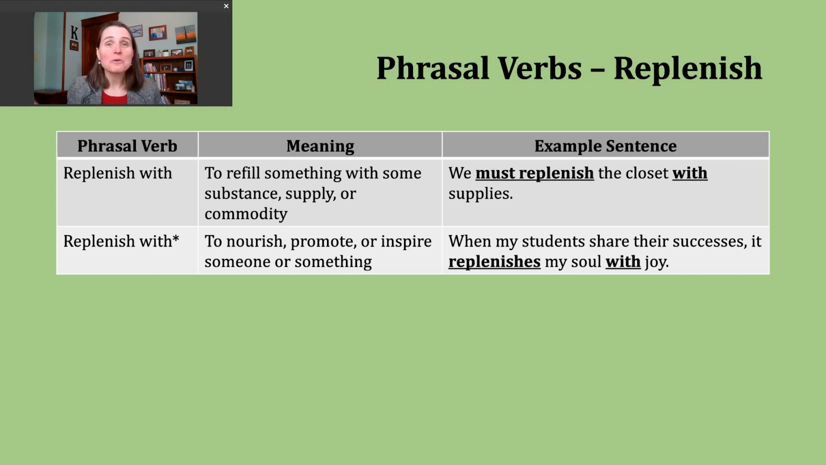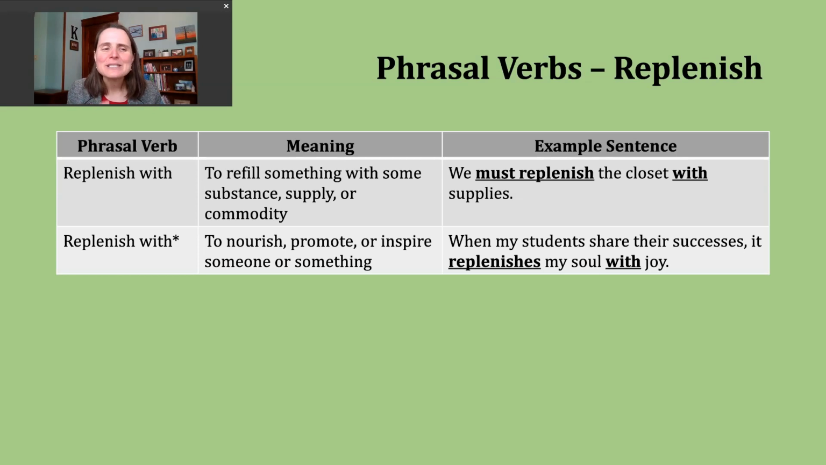Here, we don't know what kind of business or maybe it's a classroom, right? But we know that more things need to go inside of it. So we're going to be filling it maybe with supplies that are related to the work or the type of studies that are being done at this place. A second way to use replenish with can mean to nourish, promote, or inspire someone or something.